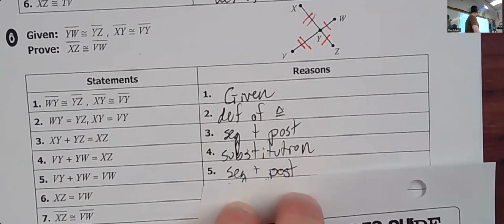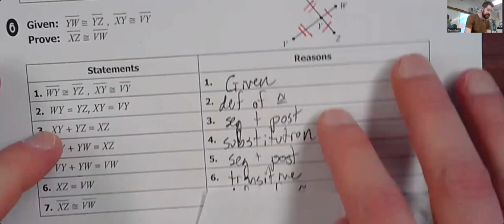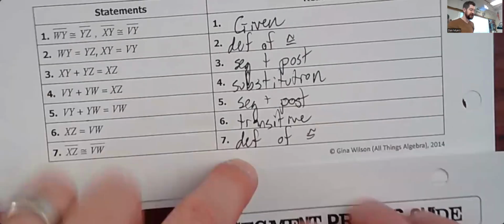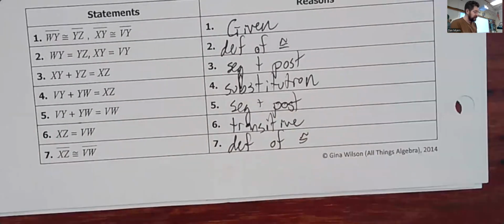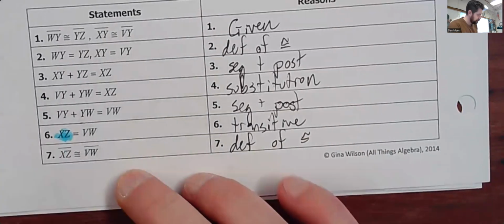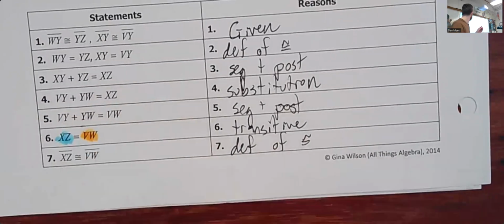And then there's only two more reasons. Means that number 6 is transitive, and let's look for it again. And then the last one's definition of congruent. But let's look for transitive again. Here we go. So XZ, that'll be the first thing. VW, that'll be the third thing. Do you see in previous statements XZ and VW equaling the same thing?